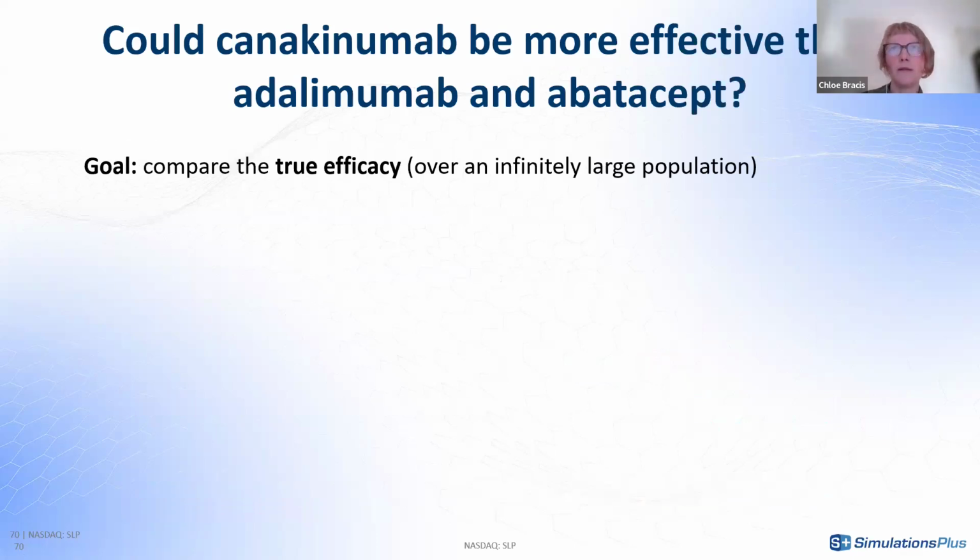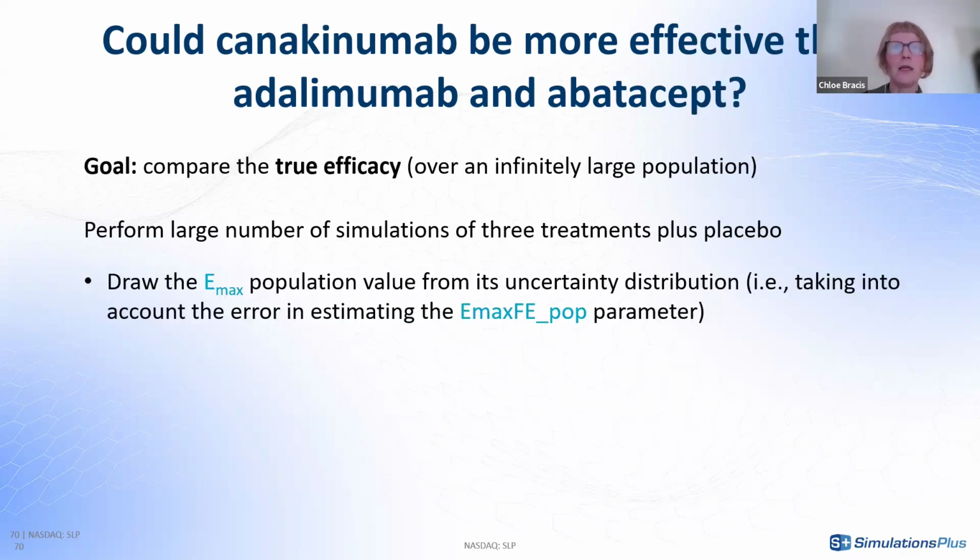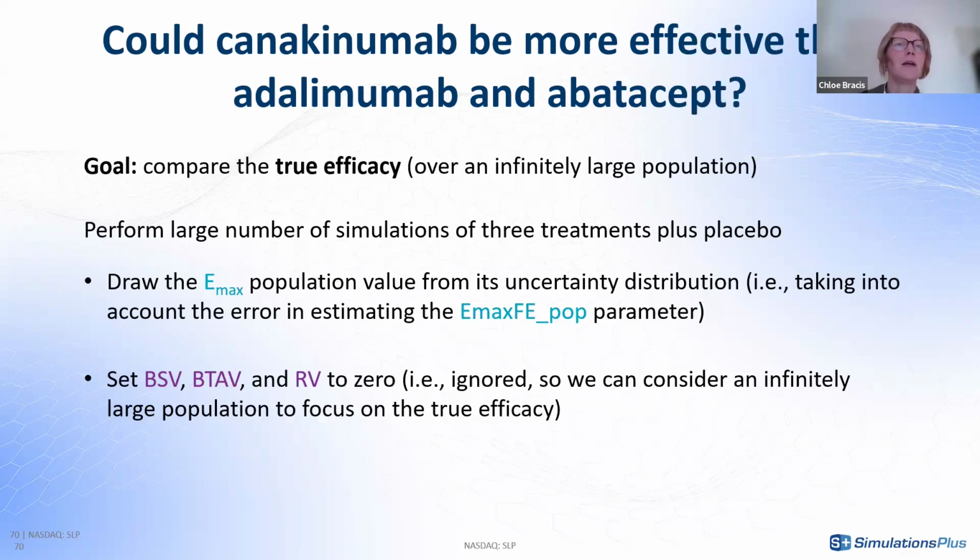So if we want to compare the true efficacy over an infinitely large population, we could perform a large number of simulations of these 3 different treatments and the placebo, and what we can do is draw that Emax value from its uncertainty distribution. So we don't want to just assume that we precisely, perfectly estimated it, but we want to take into account the uncertainty in estimating that Emax fixed effect parameter. And while we're doing that, we're going to take all of our other sources of variability, so the between study variability, between treatment arm, and our residual error, and set all of those to 0 to ignore them, because we basically want to consider an infinitely large population and focus on true efficacy.